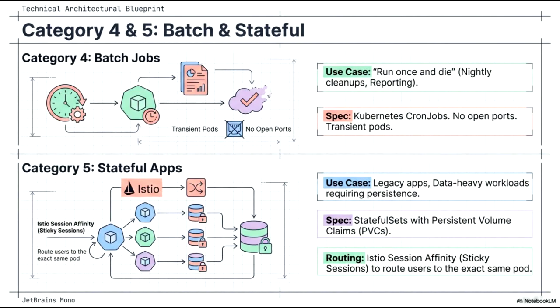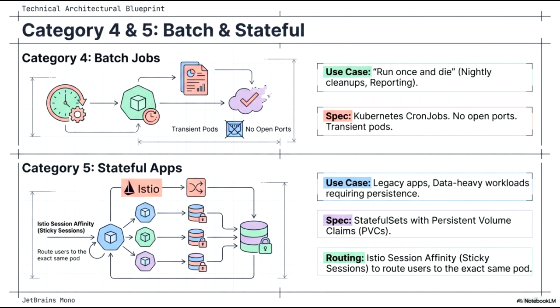Moving into categories 4 and 5, we explore batch jobs and stateful applications within our architecture. Category 4 focuses on batch jobs, characterized by the run once and die model. These are ideal for intermittent tasks, such as nightly cleanups or automated reporting. Technically, these are implemented as Kubernetes cron jobs using transient pods that spin up to perform a specific task and then terminate. A key security feature of this category is that these pods operate with no open ports.